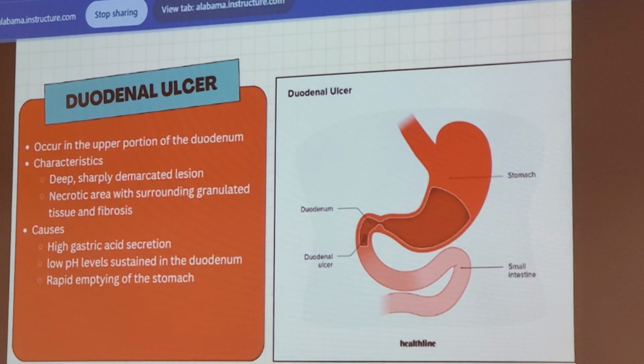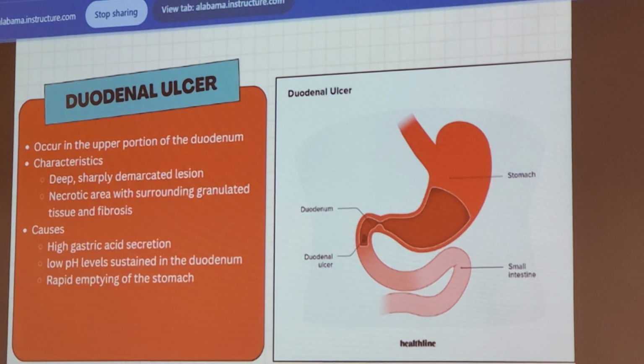Like I said, the duodenal ulcers occur in the upper part of the duodenum. Once they start getting into that small intestine, we're not going to classify it as a duodenal ulcer. So we have high gastric secretion content, acidic content, that is then flowing further downstream, if you will. That's going to cause a lot of stress on that region, and that's how we can create one of these ulcers.